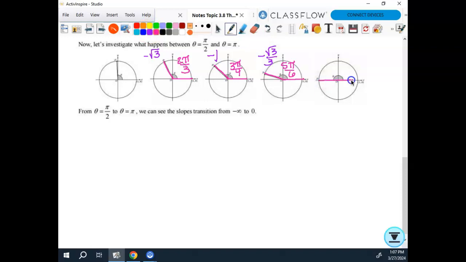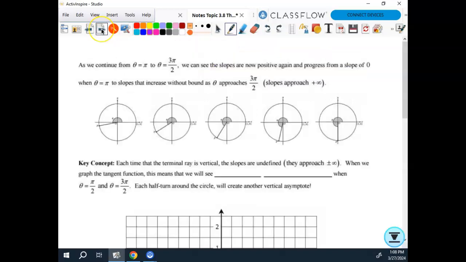All right, what's this angle? Pi, all right, once we get all the way around there. And what is the tangent of pi? 0, right? So if we're thinking on a number line, we got negative square root of 3, moving on to negative 1, negative square root of 3 over 3. As this goes around here, the tangent values are getting closer and closer to 0, so they're actually getting bigger, but they're getting closer and closer to 0. Slope is negative, right? So we can see from pi halves to pi, the slopes transition from negative infinity to 0. Okay?